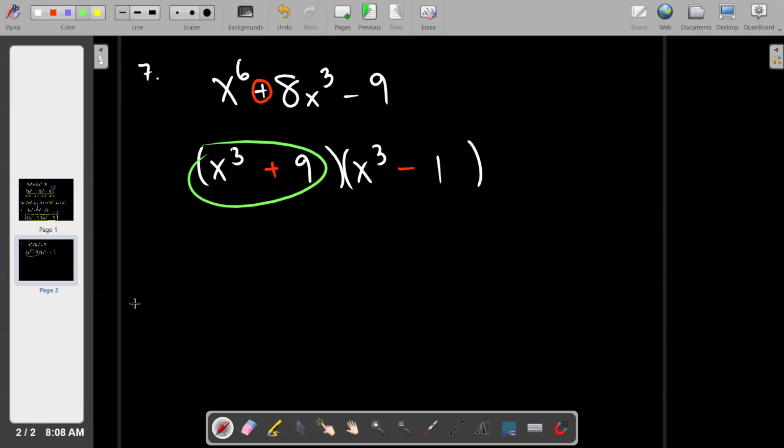It looks like a sum of cubes, and it wants to be a sum of cubes. And 9, even though 9's divisible by 3, is not a cube. So x cubed plus 9 is dead weight. But x cubed minus 1 is a pretty classic, simple difference of cubes.